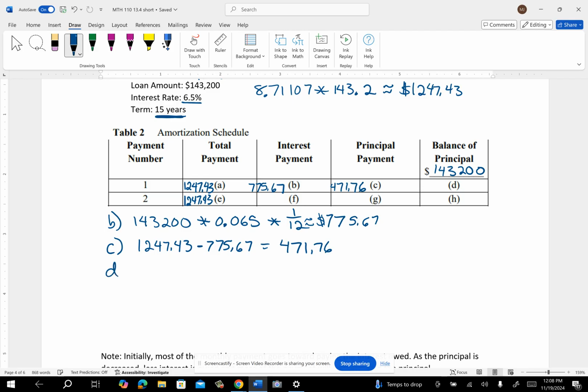So for Part D, the balance that we still owe, we would take the original amount we owed and subtract the $471.76. So after that first month, we're going to owe a little less. We're now going to just owe $142,728.24. Okay, so this is now no longer 143. It's $142,728.24. All right, so then we're going to go through this process for one more round. Okay, in reality, this would happen for 180 times because we're borrowing the money for 15 years and we're going to pay that monthly payment for every one of those 15 years.